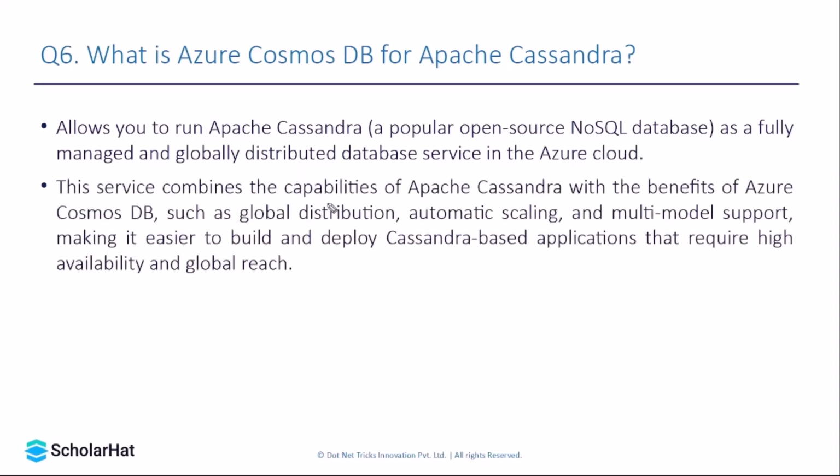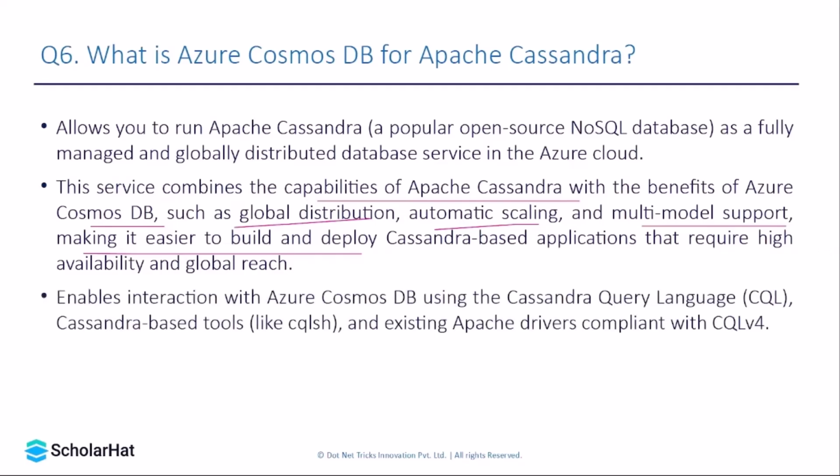This service combines the capability of Apache Cassandra with the benefits of Azure Cosmos DB, such as global distribution, automatic scaling, and multi-model support, which make it easier to build and deploy Cassandra-based applications that require high availability and global reach. We can simply say that Azure Cosmos DB for Apache Cassandra is a combination of the capabilities of Apache Cassandra with the benefits of Azure Cosmos DB. It also enables interaction with Azure Cosmos DB using the Cassandra query language, also called CQL.